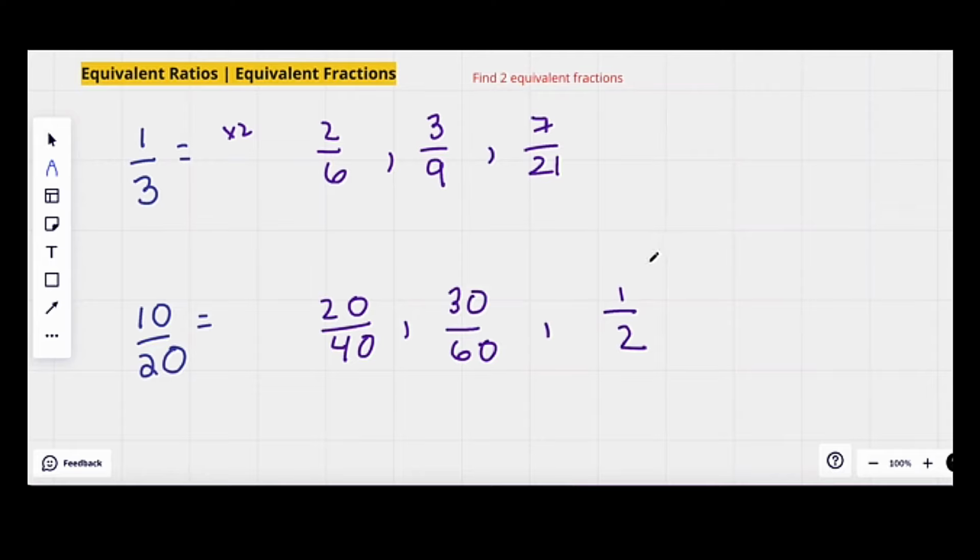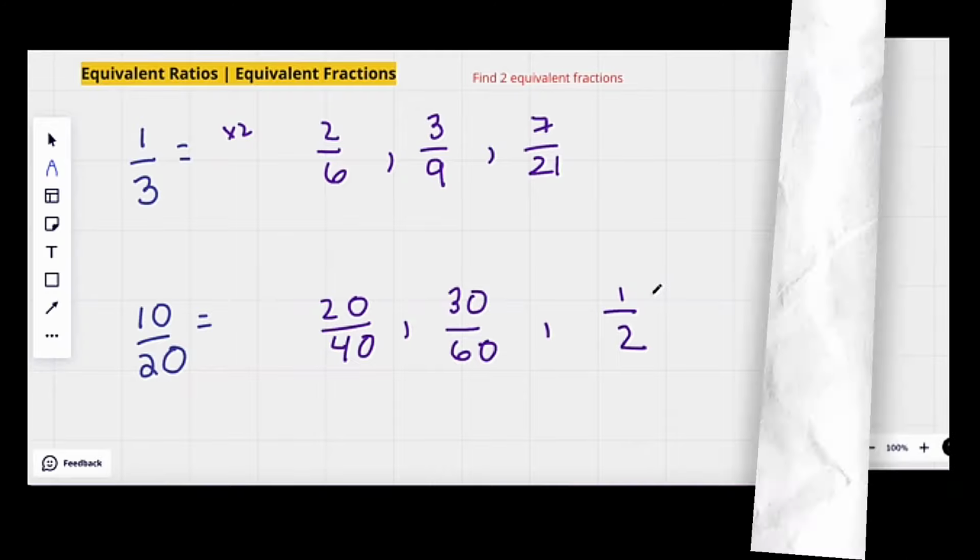So when you're asked to find equivalent fractions to a number, all you have to do is multiply the top and the bottom of that number by whatever number you want. It could be by 2, by 3, by 4, by 5, as long as you're multiplying the top and the bottom. You can do that, or when you have a number that can still be reduced, you can also divide the top and the bottom by the same number. Like we did over here, we divided the top by 10 and the 20 by 10, and we ended up with 1/2. And all of these are equivalent fractions.